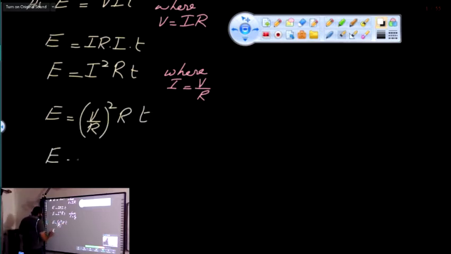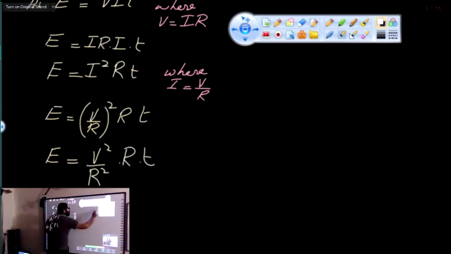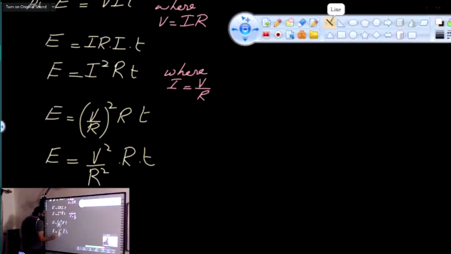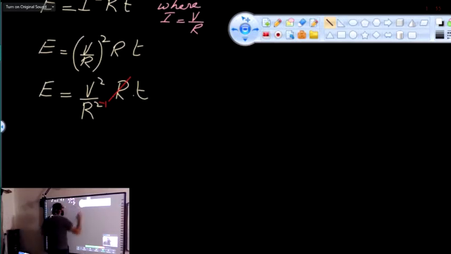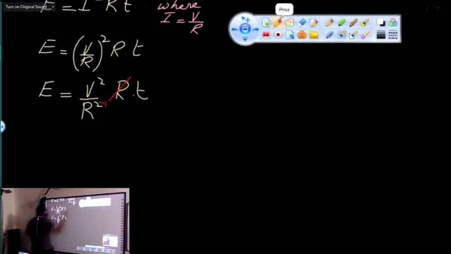So energy is equal to V square over R square times RT. I'm going to cancel out variables which can be cancelled. So R can be cancelled out. So we are left with energy is equal to V square over RT.